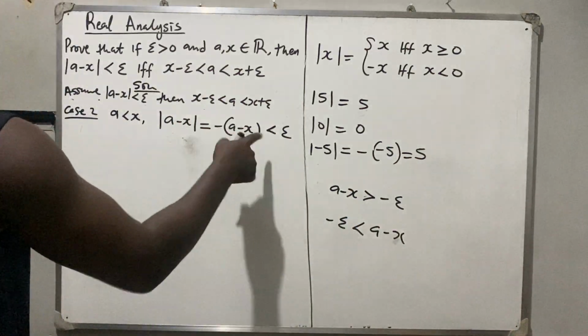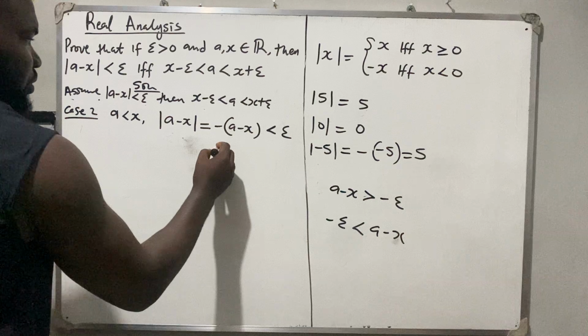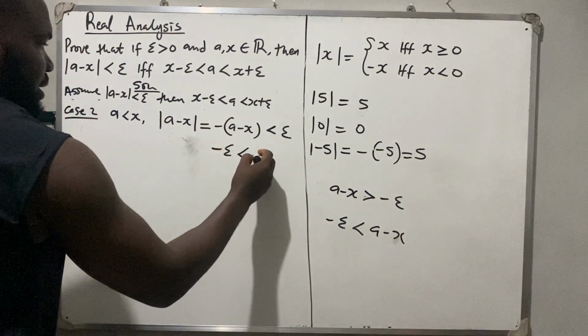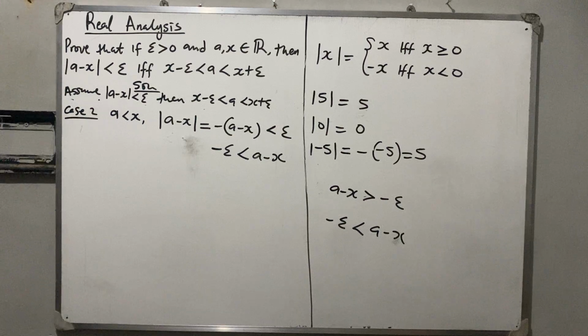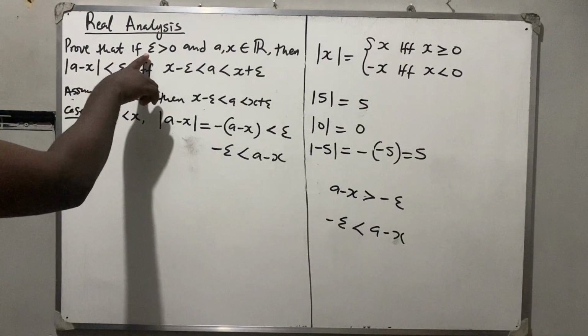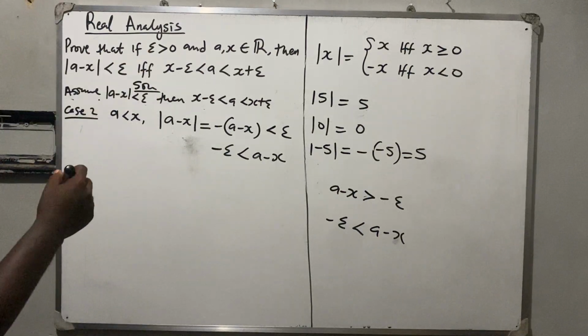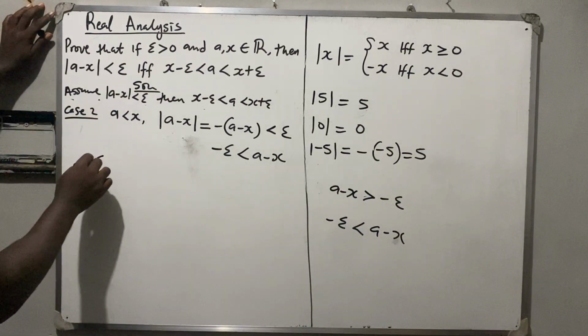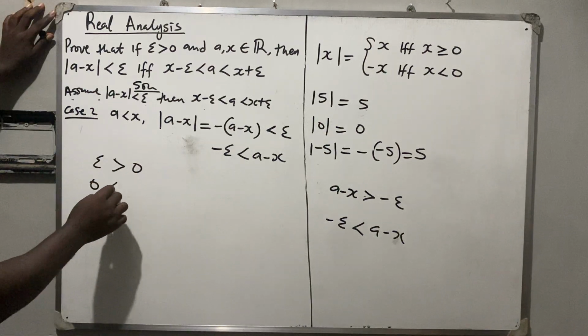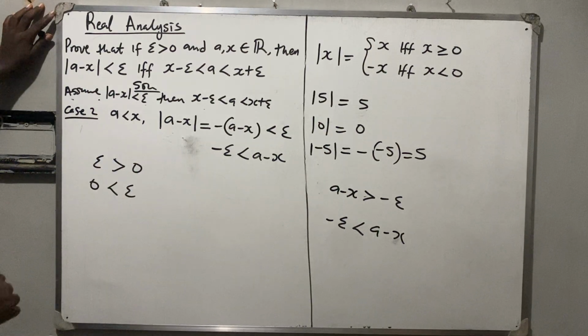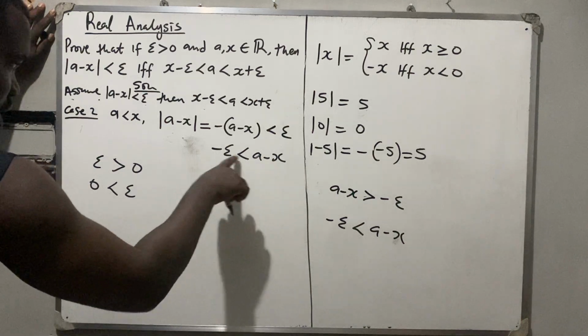So if I multiply both sides by negative, I'm going to have that negative epsilon is less than what? A minus x. Okay? So now, if we have this now, and then we know that from here again, that epsilon is greater than 0. Okay? That epsilon is greater than 0, which means that 0 is less than epsilon. Is it not true?